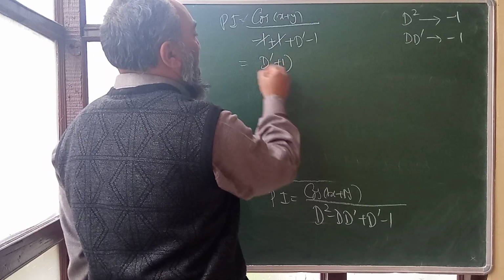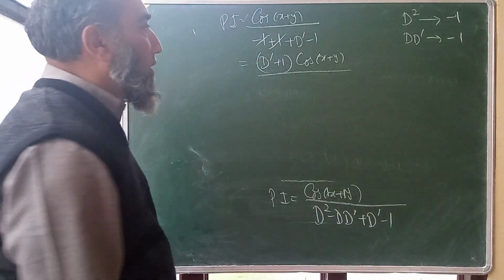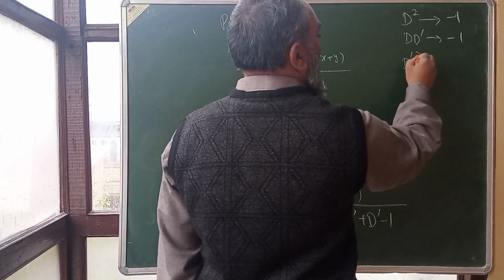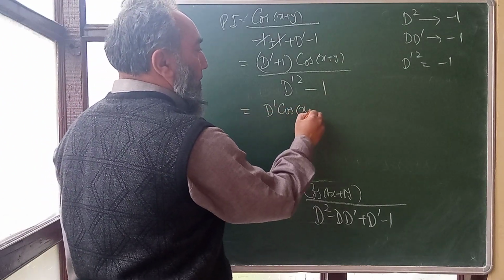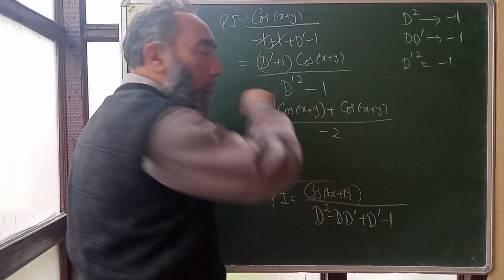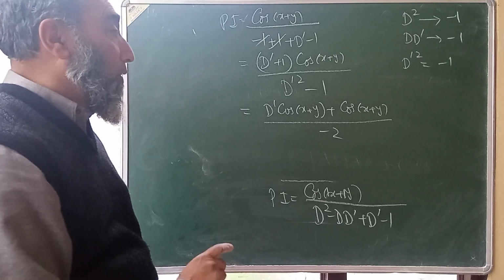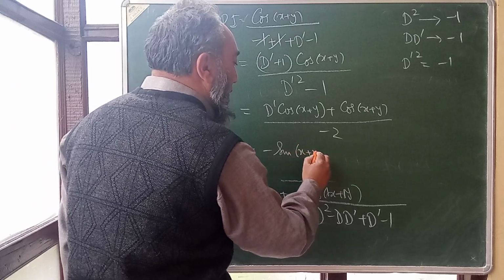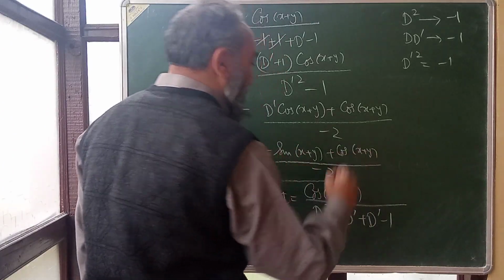This is D' plus 1 cos of (x plus y), D' plus 1 and D' minus 1. It is D'^2 minus 1. So D' is to be replaced by minus 1. So D' of cos(x plus y) plus 1 cos(x plus y), D' is minus 1, so it is minus 2. Now what is D'? D' is del z by del y. So you have to differentiate this partially with respect to y. So this is minus sin(x plus y) plus cos(x plus y) by 2, or minus 2.